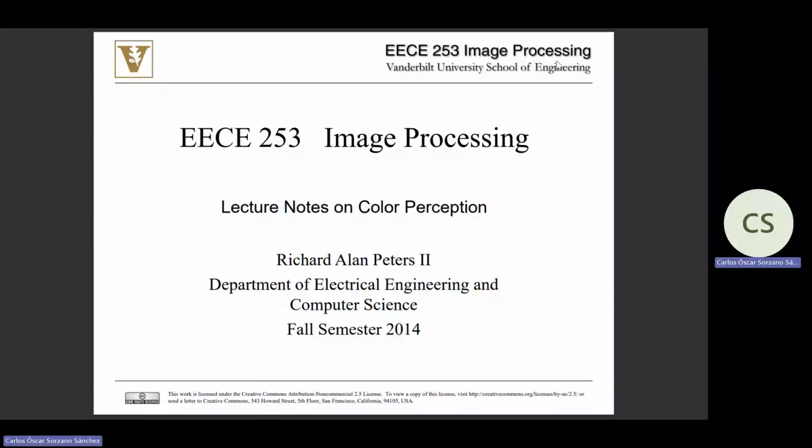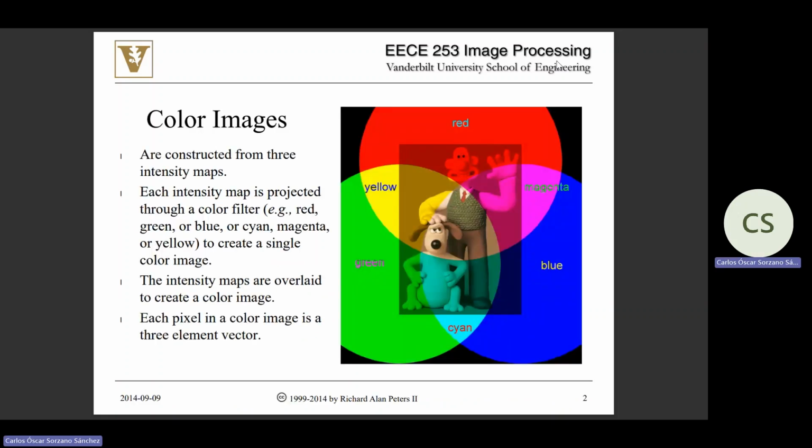So today's lecture is on how we perceive colors. Let's see a few ideas about this. We have presented already the red, green, and blue channels, and we have said that an image is just an intensity in each one of the channels. The closer it is to zero, the less intensity we need from that channel.